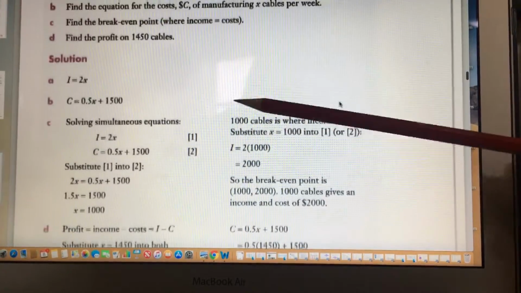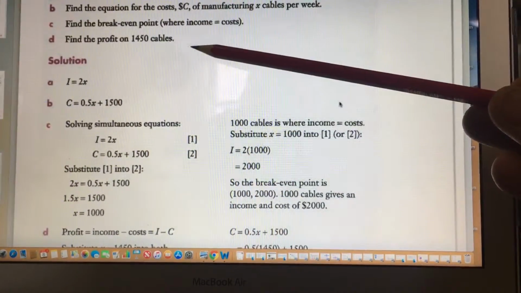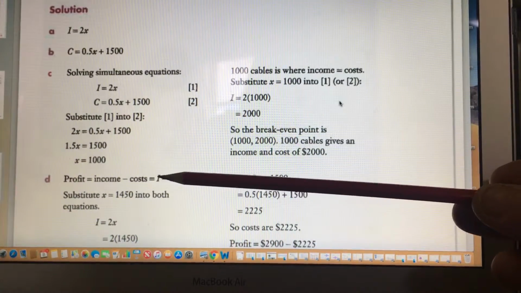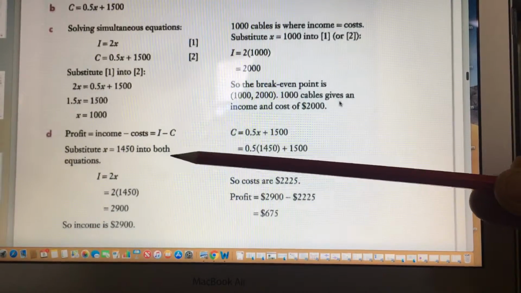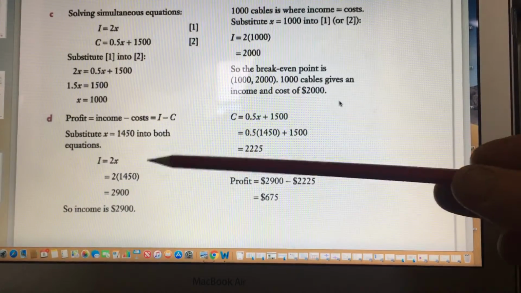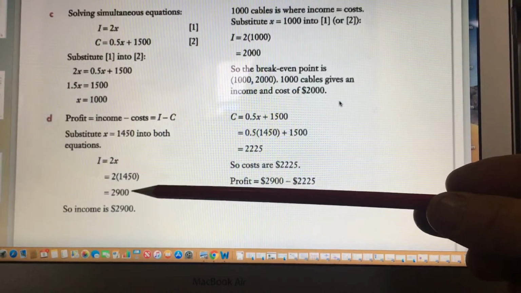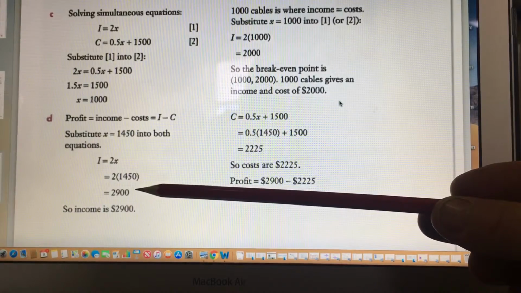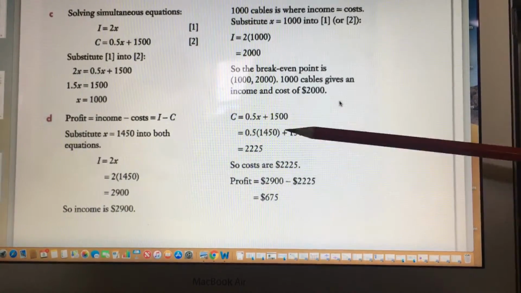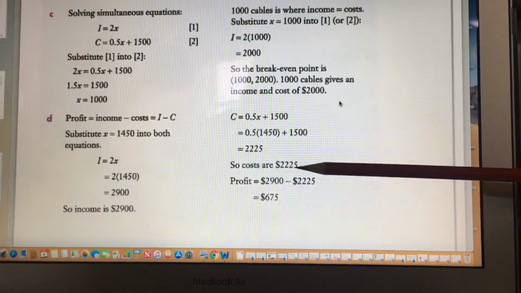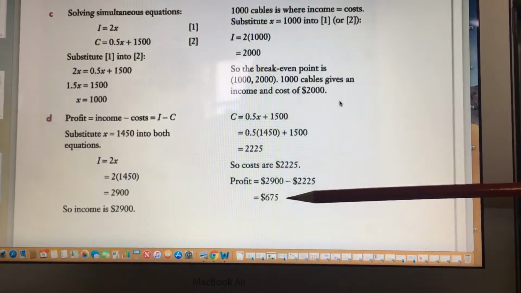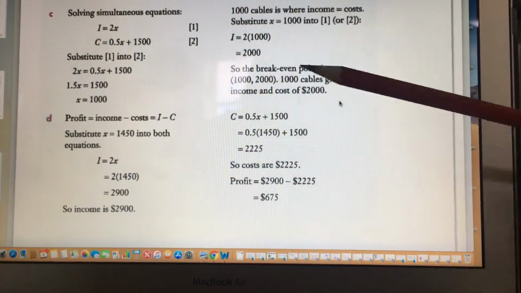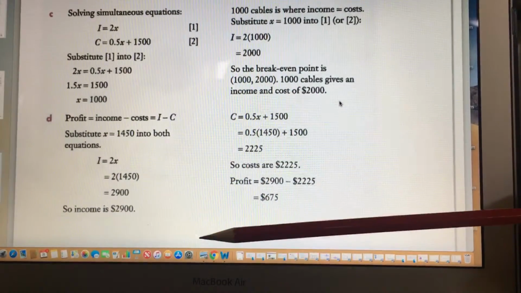Now, what was the last question here? It said find the profit on 1,450 cables. So the profit is the income minus the costs. So you could do that a couple of ways. This looks like Margie's going to do it by working out the income by subbing in 1,450 to get 2,900. That's the income if you make and sell 1,450 cables. And the cost is $2,225. So you minus one from the other to get 675. The other way you could do it is actually minus them algebraically first, and then sub in. Then you only have to sub in once. That's why I probably would have preferred to do that.